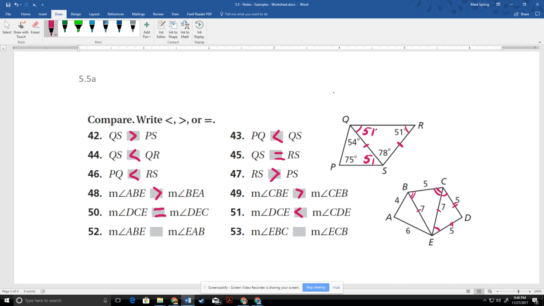ABE, which is this one, and EAB. So this angle is opposite 6, this angle is opposite 7, so this is going to be less. So AB is going to be less than that angle. EBC and ECB are going to be the congruent ones because they're the base angles of an isosceles triangle.